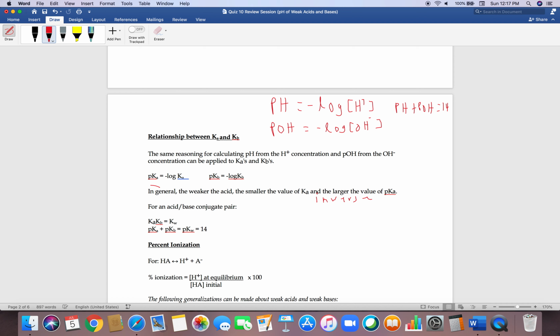Now there's another relationship we can represent, and that's that the Ka, the acid dissociation constant, times Kb equals the Kw, that water dissociation constant. So if we're given the Kb and the Kw, we can find the Ka. And that goes for pKa and pKb. The pKa plus the pKb is going to equal pKw, which is still 1 times 10 to the negative 14th, or 14.